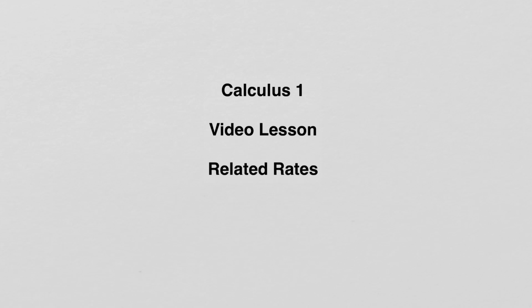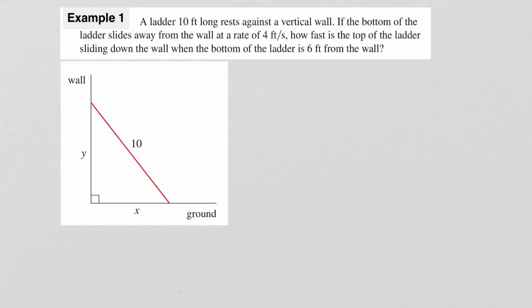Related rates. Let's consider the following example. A ladder 10 feet long rests against a vertical wall. If the bottom of the ladder slides away from the wall at a rate of 4 feet per second, how fast is the top of the ladder sliding down the wall when the bottom of the ladder is 6 feet from the wall?